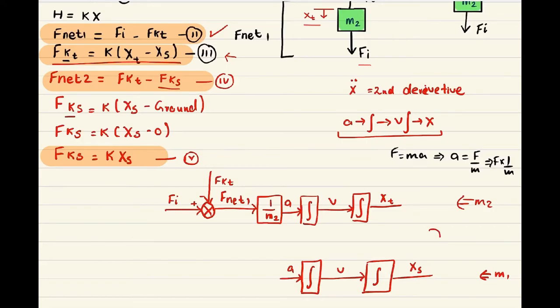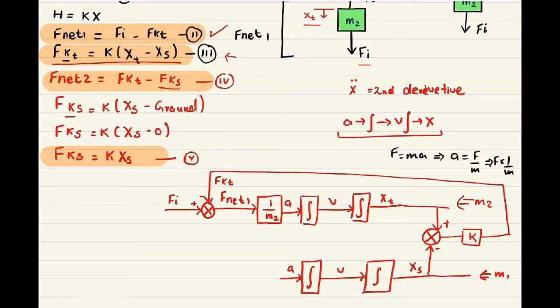So we call the summation block here, in which xs and xt are going, and as we know xs is negative and xt is positive, and we're just gonna multiply this with the spring constant k and send the feedback back into the Fkt as a negative for this one. So we are done with this equation as well.